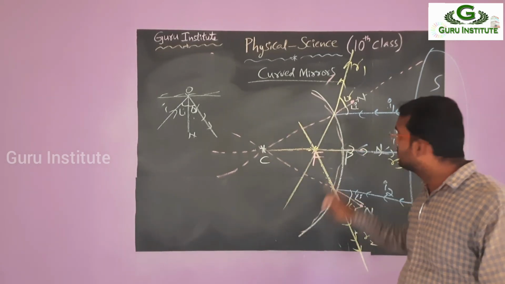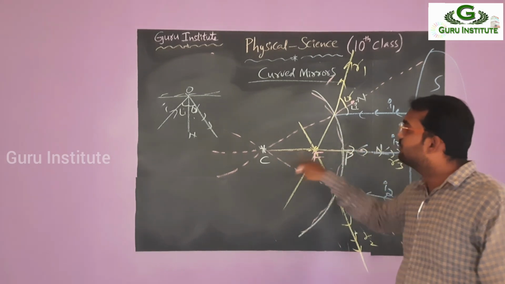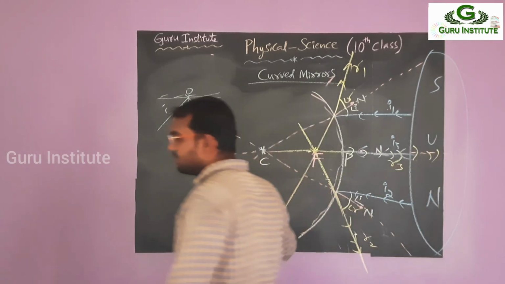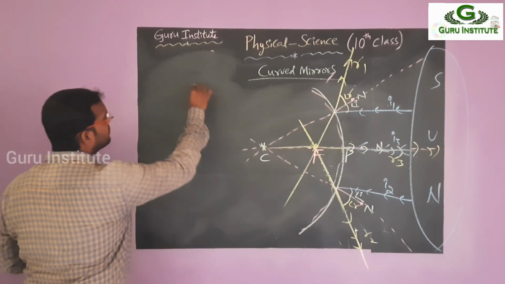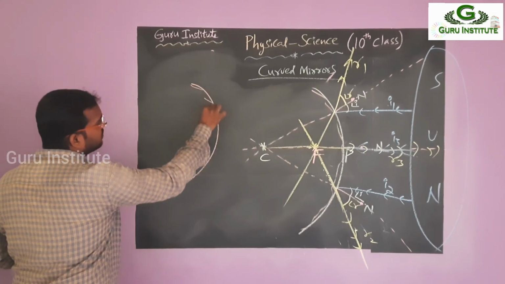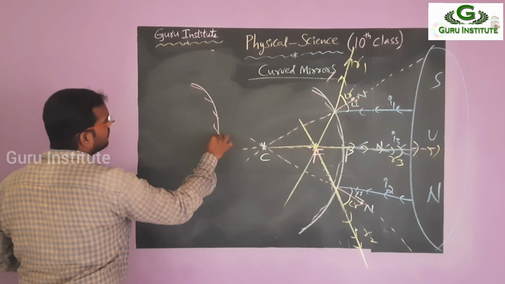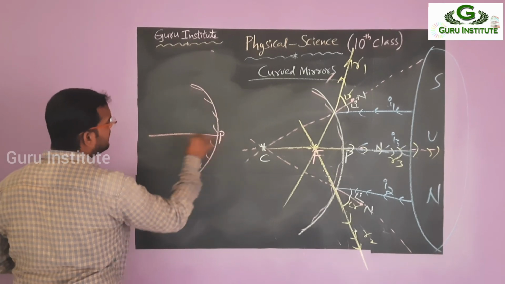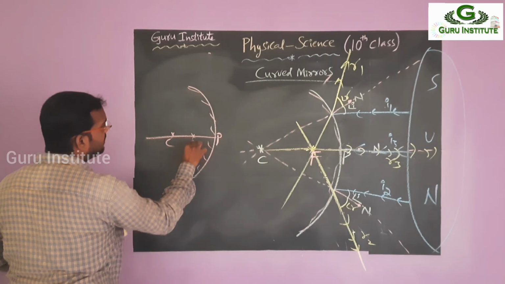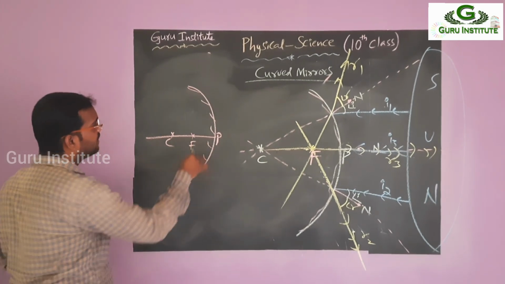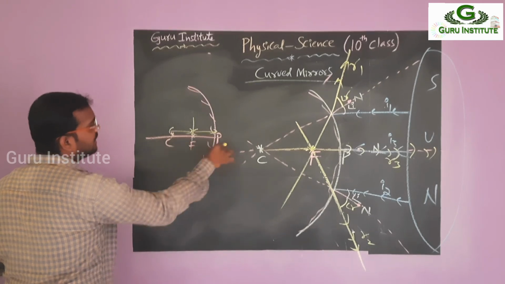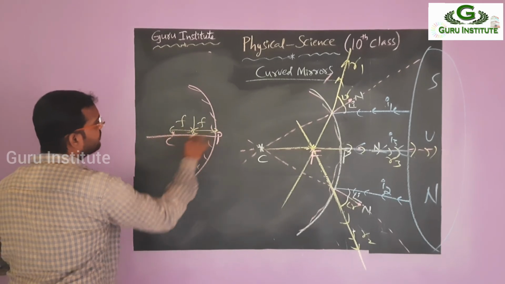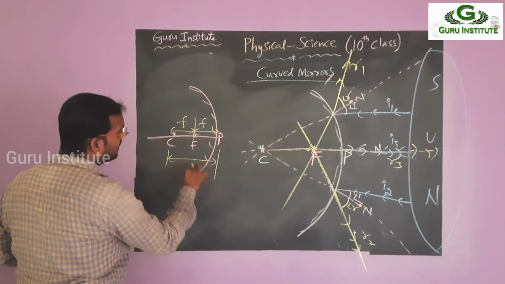Again, same rules. F is at the midpoint of these. So for simplification, we have to draw like this. See here. So what is this one, Anna? This is the shading. This is the principal axis, P, and this is C, and this is F. If you observe this, what will happen? PF and FC are both equal. So this is F, and PC is again called the radius of curvature, R.